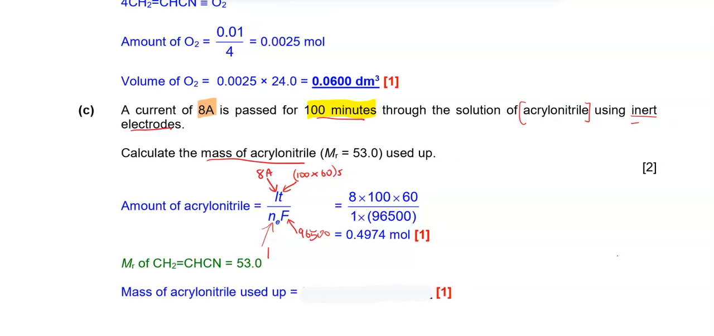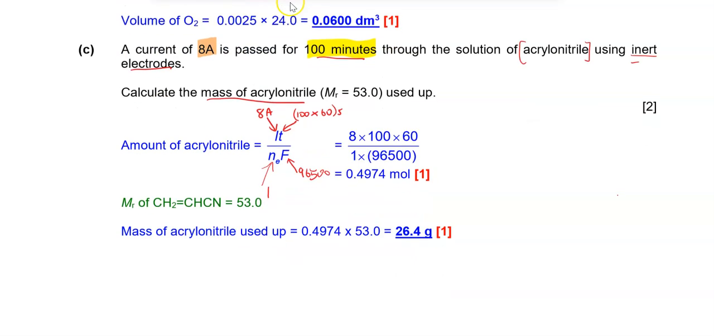And this is the number of moles of acrylonitrile you have. Since the Mr is 53, that's given to you in the question, 0.4974 multiplied by the Mr, you get the mass, 26.4 grams. And with that, we are done with quick check of Electrochem Part 2.